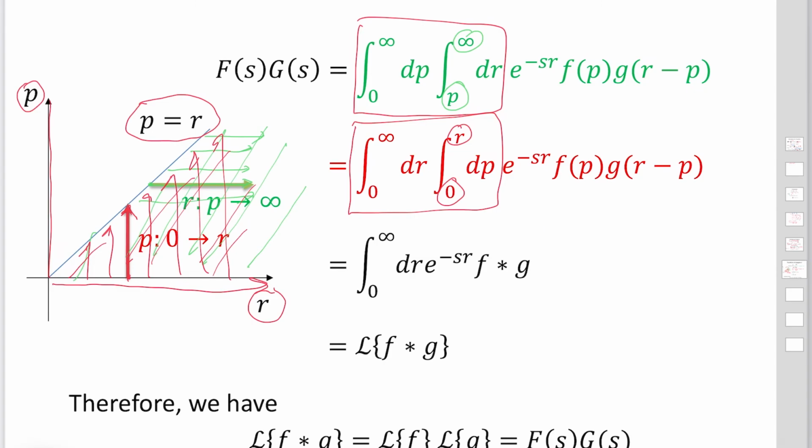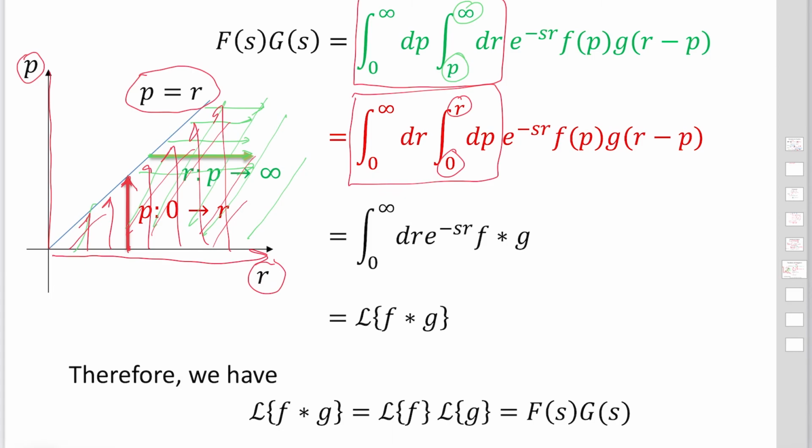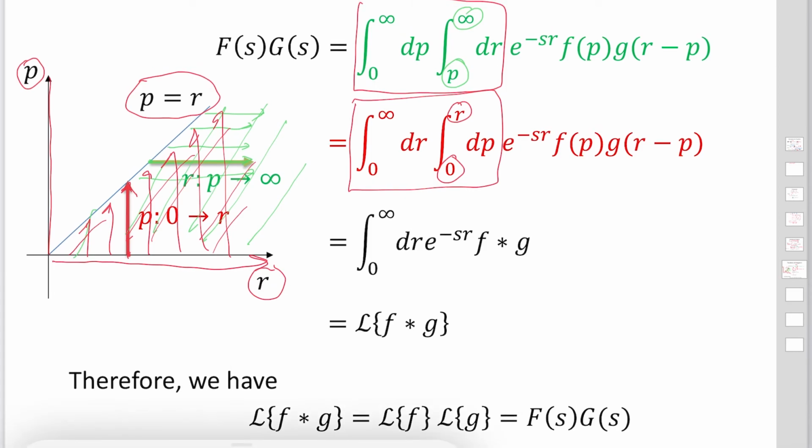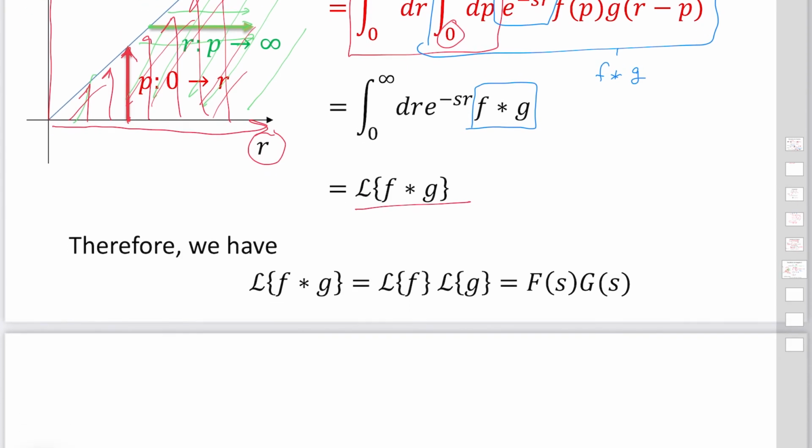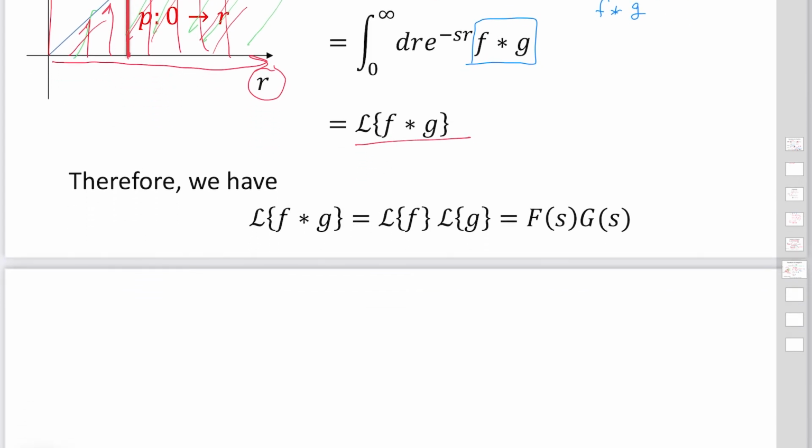If you look at these expressions, except the exponential minus sr, this integral surrounded by the blue lines is equal to the convolution of f and g. So if you look at this expression, this is exactly equal to the Laplace transform of the convolution. So finally, we proved the Laplace transform of the convolution is exactly equal to the product of the Laplace transforms of each function. We proved these formulas.